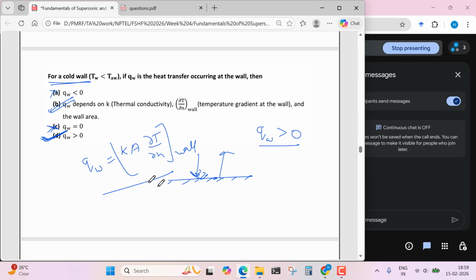And this QW at the wall is given by K A dou T upon dou N. This N is the normal, you can write this as Y also, then we have dou T upon dou Y, but this N is also the normal direction, both are the same at the wall. So on which parameters does it depend? K, A and the temperature gradient. So option B, QW depends on K, A and temperature gradient, is also correct.